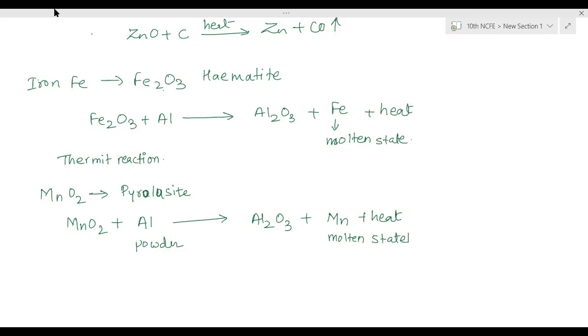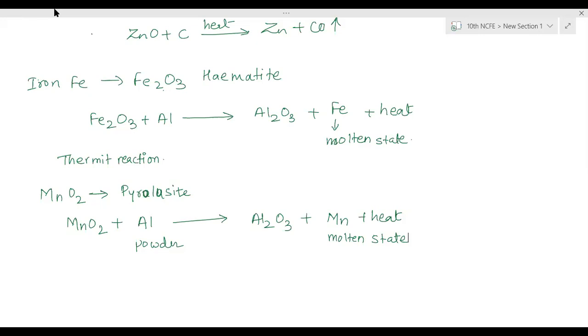So this is about the middle reactive elements, then higher reactive elements. For middle reactive elements, for zinc, we are using a reducing agent, coke powder. And for iron oxide and manganese dioxide, MnO2, reduction uses a displacement reaction. Then for higher reactive elements like sodium, potassium, calcium, aluminium, any other reducing agent won't work. Carbon will not work.